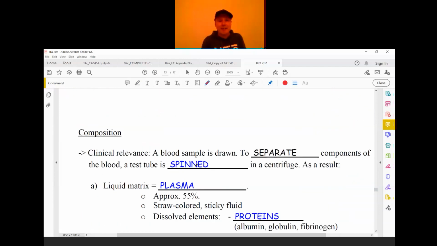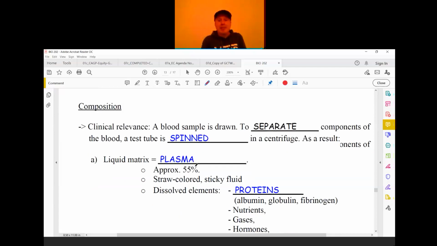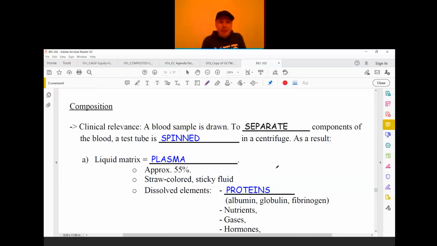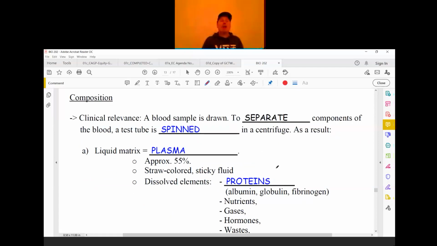Then let's have a look at the composition of the blood. And this is really all that there is going to be for this chapter about the blood. So how do we analyze blood in the most simple way when we don't have microscopes and we don't go crazy? Well, what we do, we take that blood sample, draw it from a patient, and then we put it into a centrifuge, which spins that test tube where the blood is like crazy.